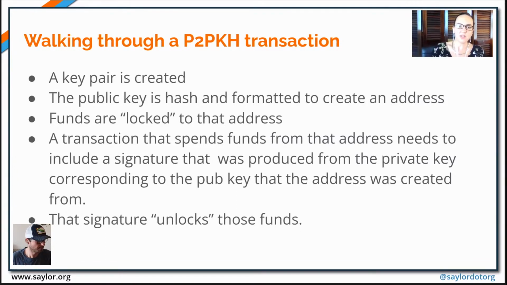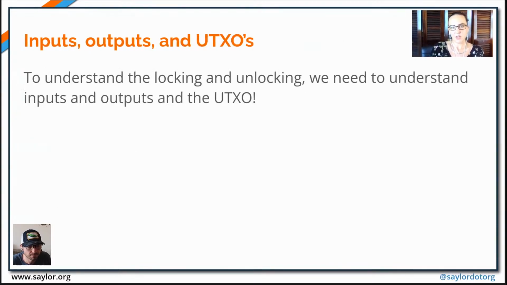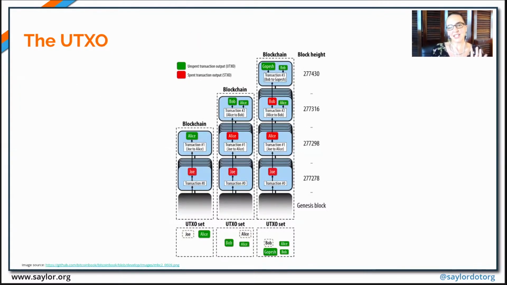Okay, so we've gone through this: the funds are locked to my address, and I have to unlock them to send them on to Daniela's address. To understand the locking and unlocking, let's go through inputs and outputs and the all-important UTXO. Let's look at this picture, which is one way to envision UTXOs. This is a circular sort of thing, where we're going to talk about UTXOs now, but we might come back to it in a bit because all these concepts go together.